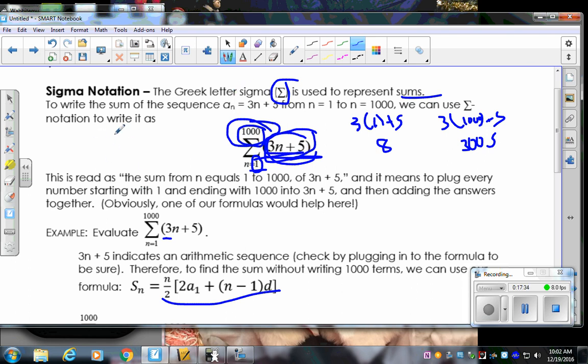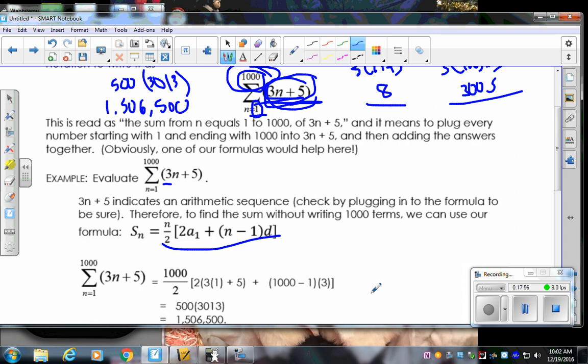So I'm going to do n divided by 2, so 500, because that was the 1,000 divided by 2, times the first number plus the last number, so 3,013. Just added those together. Okay, so 3,013 times 500, 1,506,500. That's the sum. Okay, so once again, sigma is another way to show you to find the sum of a series.